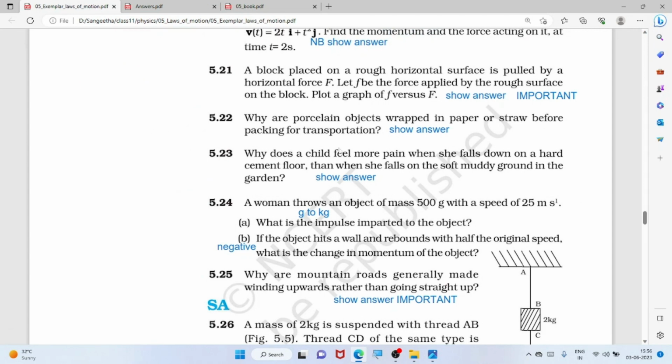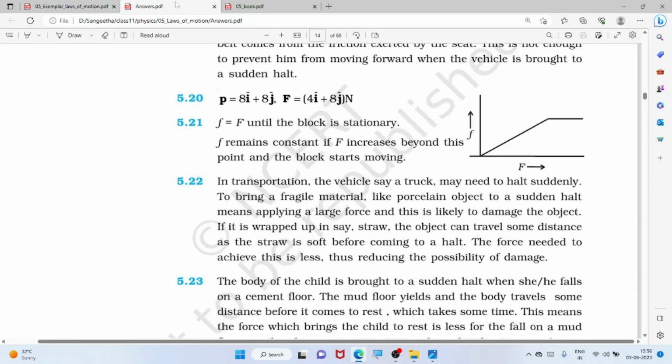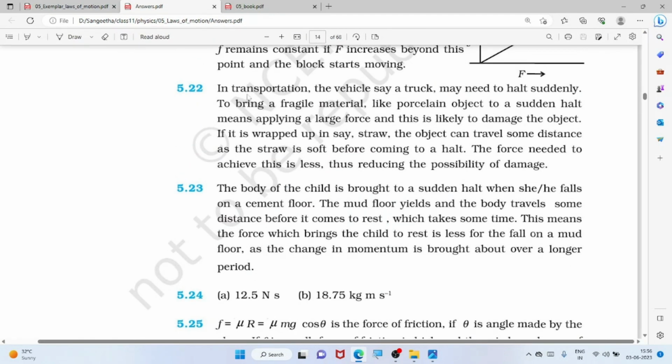Why are fragile objects wrapped in paper? 5.22. You can go through this, the transportation vehicle. The object can travel some distance. Draw.